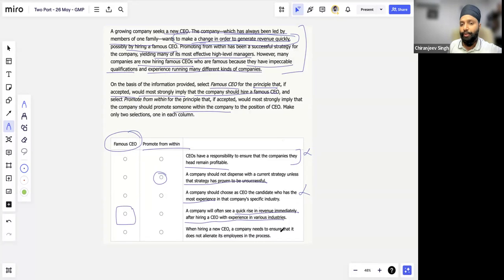When hiring a new CEO, the company needs to ensure that it does not alienate... Nowhere are we saying that if a company hires from outside or inside, it will alienate its employees. So this is the answer. All 3 people submitted, and all of them submitted the correct answer.